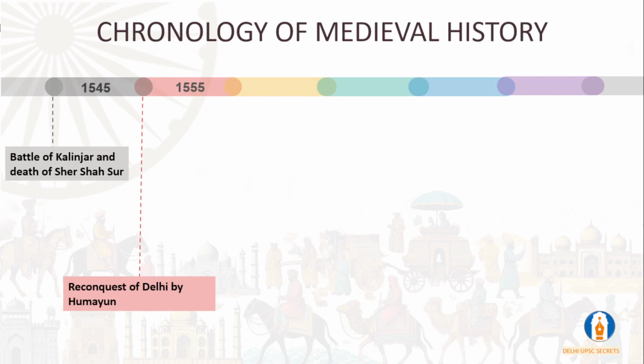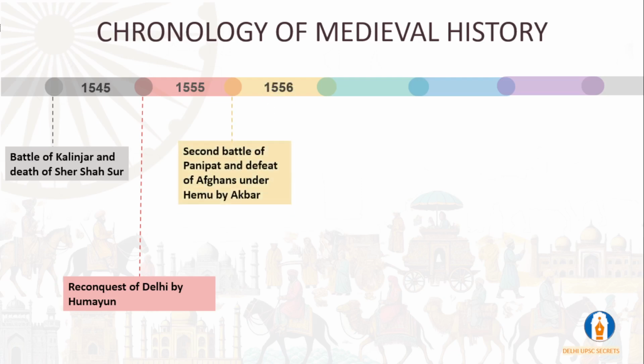Humayun's invasion of Malwa and Gujarat happens from 1534 to 35 as well. Whereas Sher Shah defeats Humayun. But later, after Sher Shah's death, Humayun reconquers the Delhi region. Then 1556, the second battle of Panipat happens and the defeat of the Afghans under Hemu by Akbar.